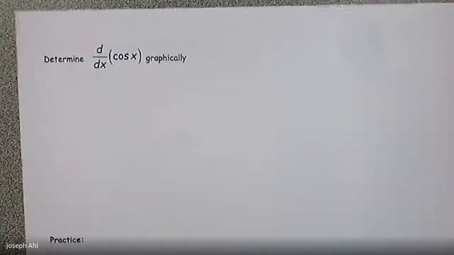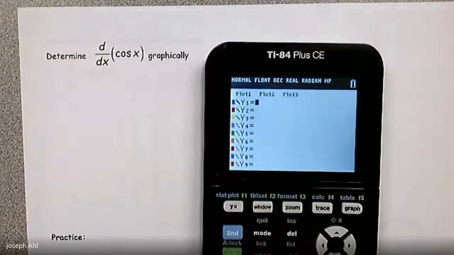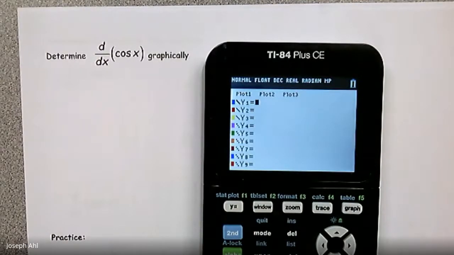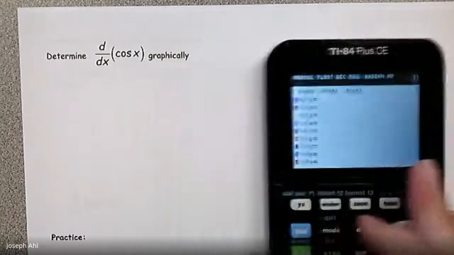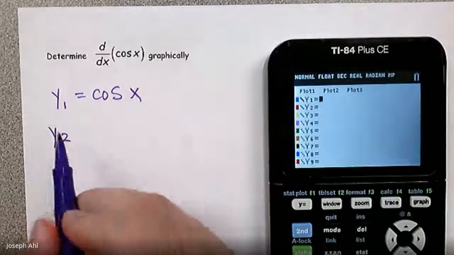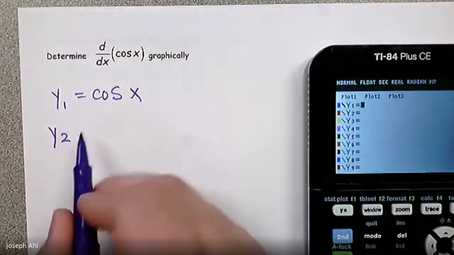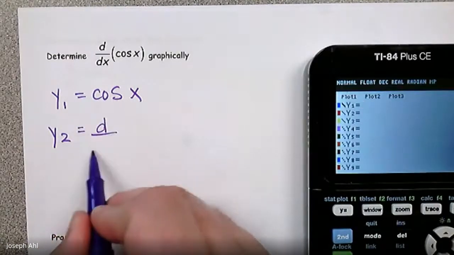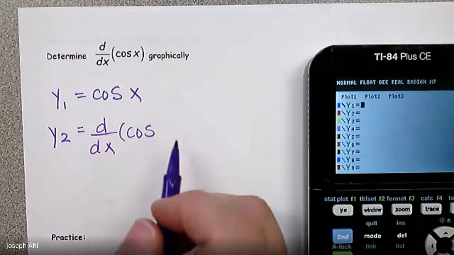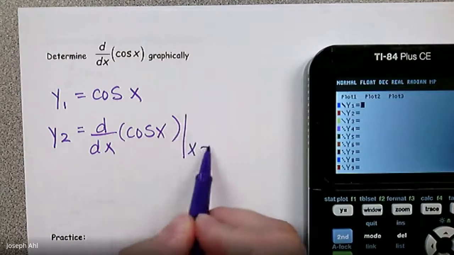Of course, there are algebraic ways of doing this. But if you go to y equals, make sure you're back into function mode here. So what we're going to do is enter our function cosine x into y1. And then in y2, we're going to do n-derive to graph the derivative of this function. And hopefully based on that graph, we can tell what the derivative is. And we're going to do this for all values of x.